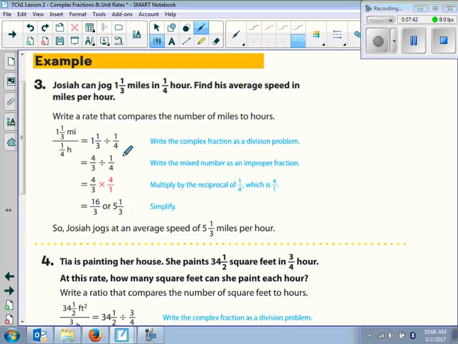Okay? So now, before we do the division, we have to change to improper fractions. So here we've got 4/3 divided by 1/4. To simplify this, we multiply by the reciprocal. Very good. And we end up with 16/3 or 5 1/3. So that means that because we divided by 1/4 in the denominator, what are we comparing it to? What's going to be in the denominator if we divide 1/4 by 1/4? That's 1, right? 1/4 divided by 1/4 is 1. So that means that this 5 1/3 is going to be over 1. Does that make sense? So that's how they got the 5 1/3 miles per 1 hour.